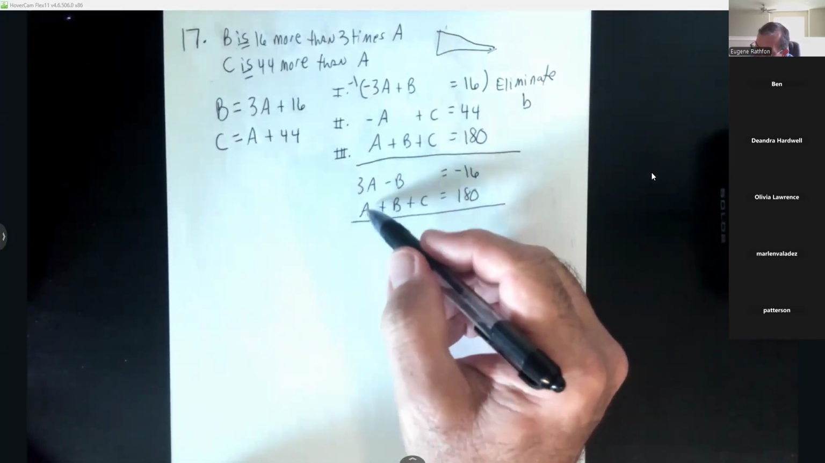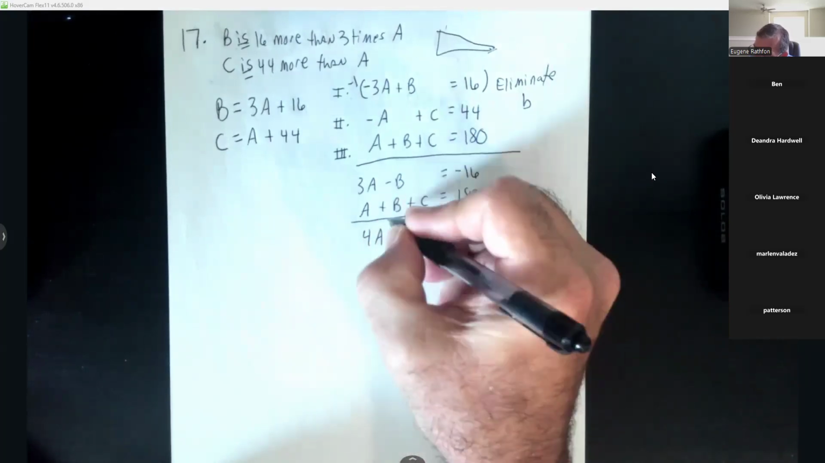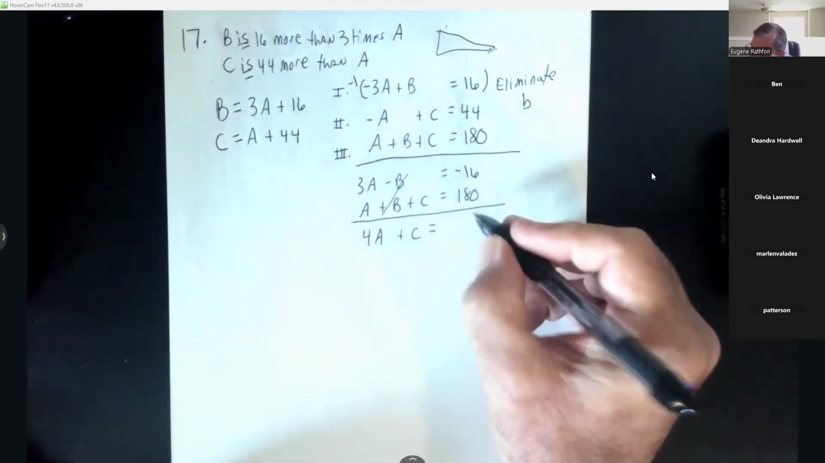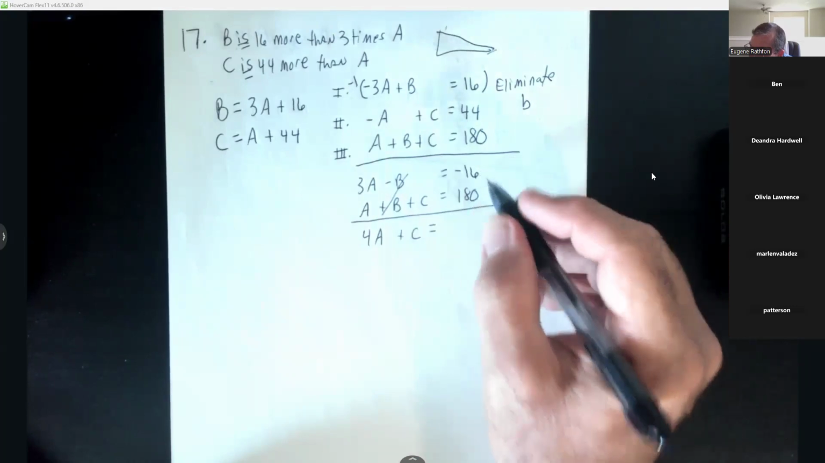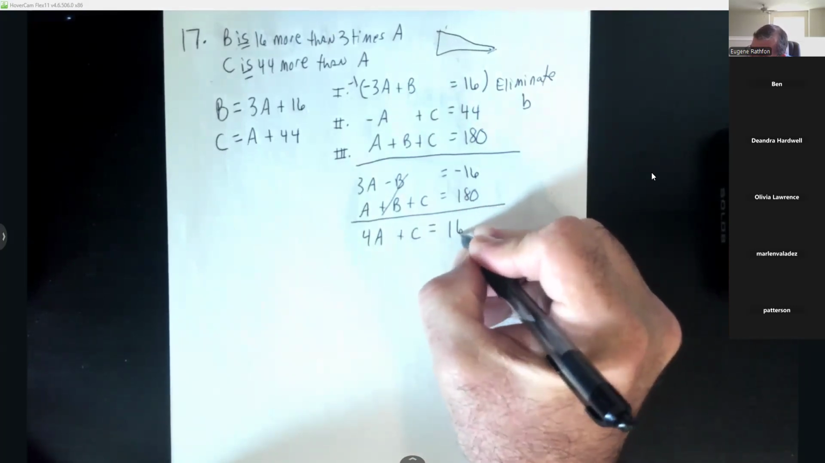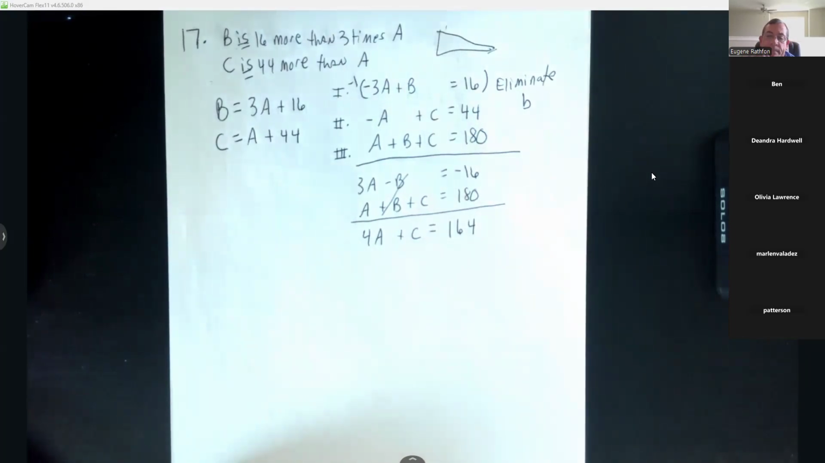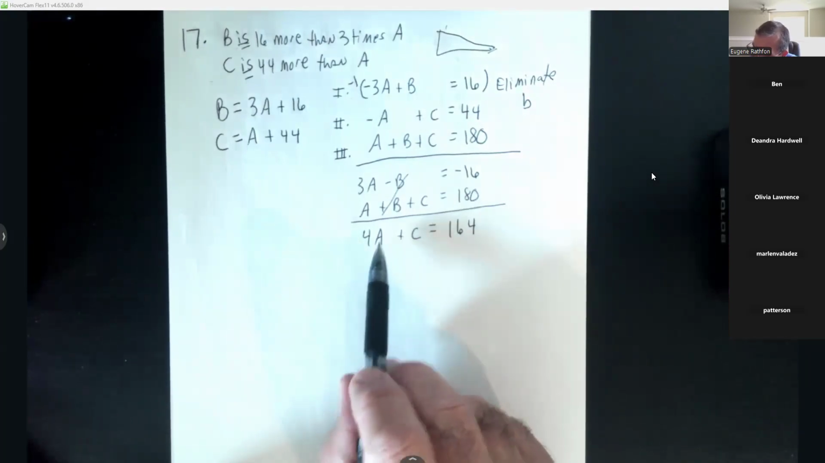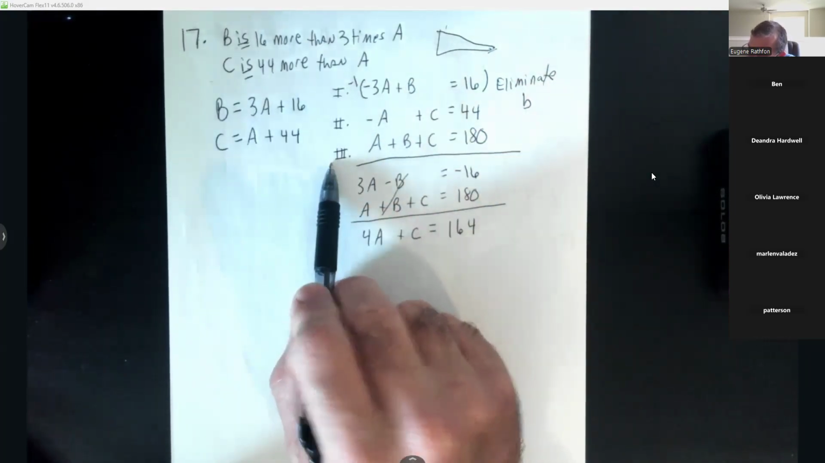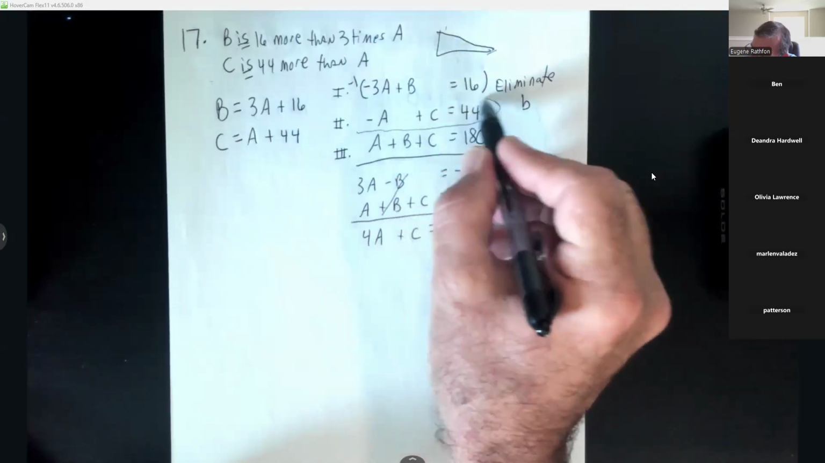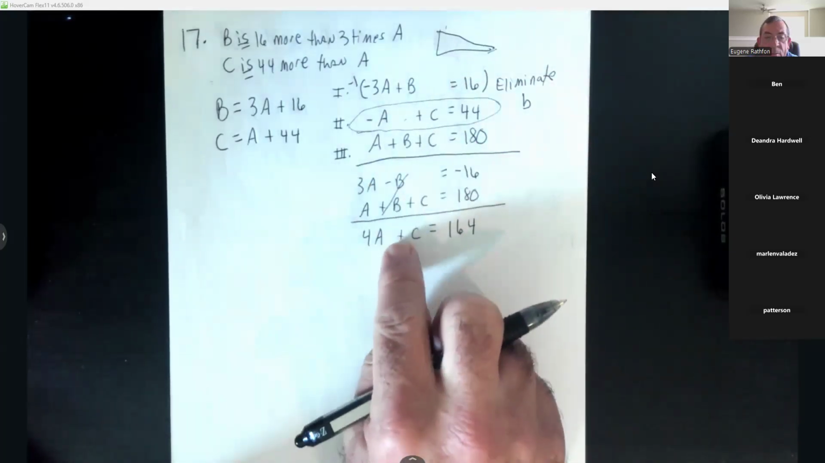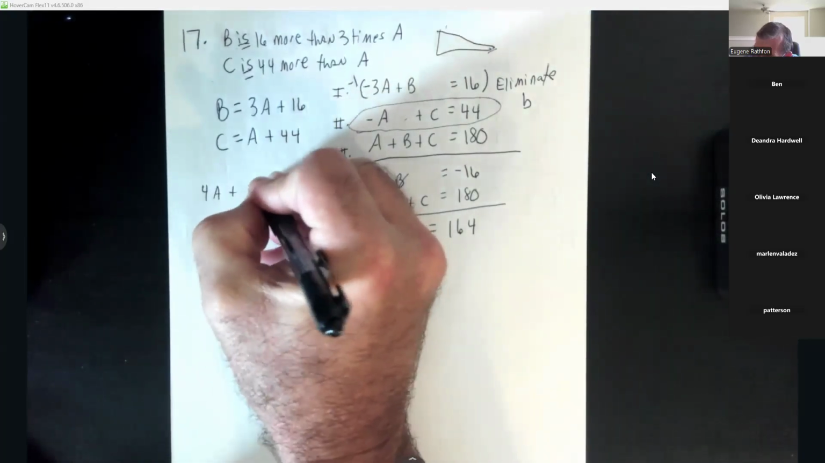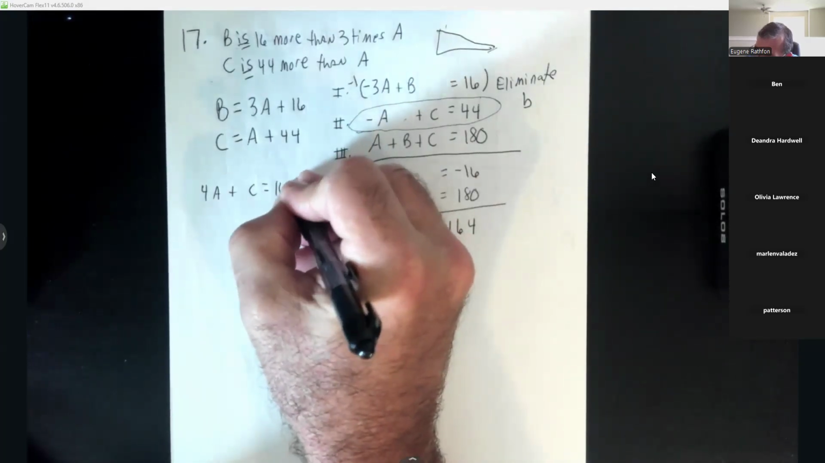All right, y'all, let's see what we get. 3 and 1 give me 4A. The B's canceled. I got a plus C. And then that's going to equal 180 minus 16, which is 164. All righty. So look at this. I used row 1 and 3. So now row 2, it don't have a B, so I can bring that with this one. So I got 4A plus C equals 164.